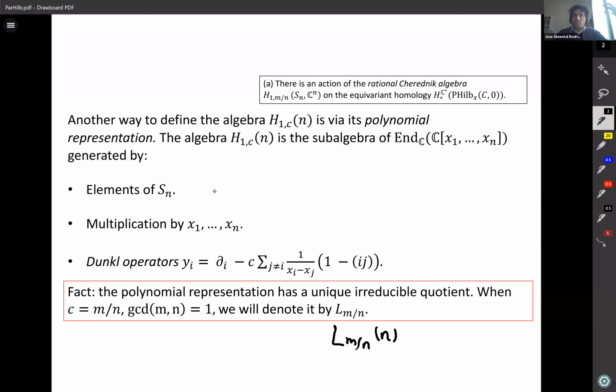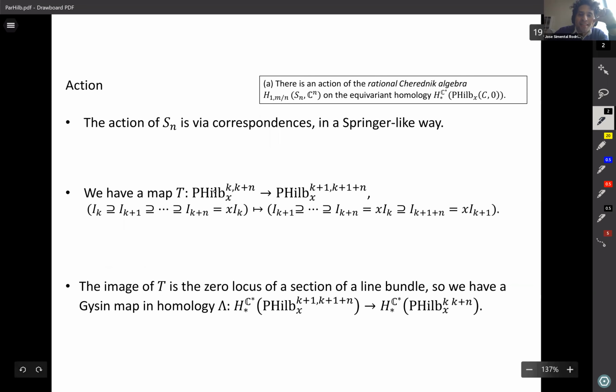I have two families of n generators and the symmetric group that satisfy some relations. If I want to give an action, I need to construct these operators in the equivariant homology of this parabolic Hilbert scheme. The action of Sn is classical. It's given by correspondences.